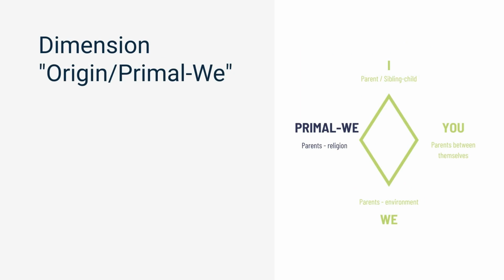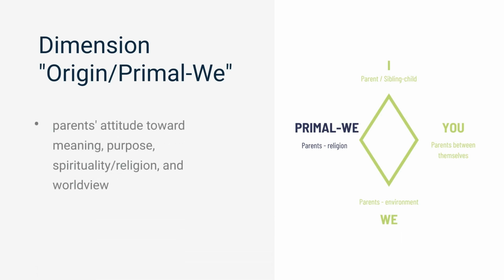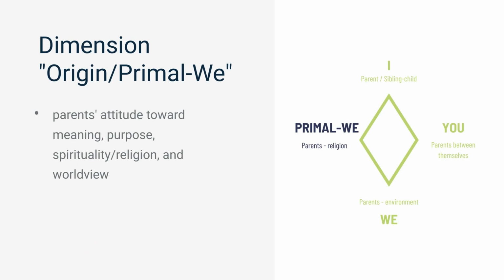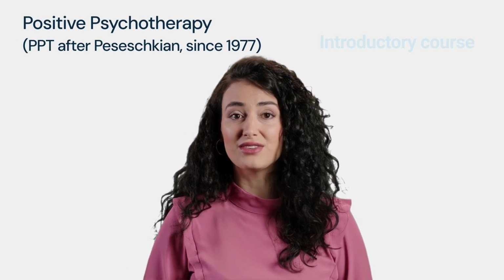Dimension origin, or primal we. A person's relationship to the origin we depends, in the first instance, on his parents' attitude toward meaning, purpose, spirituality or religion, and worldview. Thus, the origin we is not only based on formal membership of a religious community, but is also fundamental for the question of meaning which is asked later. Even if religion is rejected, the origin we remains the basis for other systems of orientation which are expected to provide meaning contents. This was the 11th lesson about the four model dimensions of positive psychotherapy.